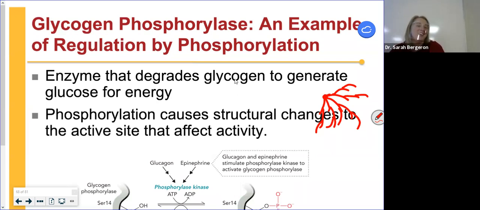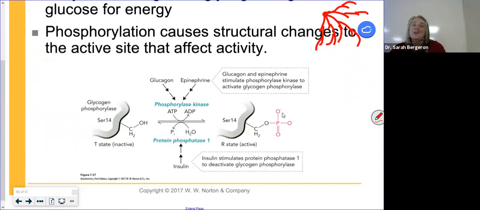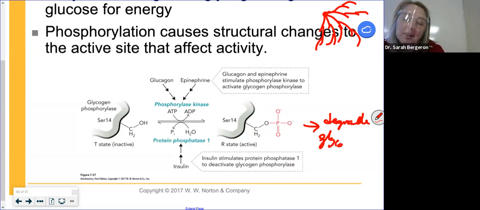That's glycogen. Okay. So depending on what happens in our bodies, right? If we have a surge of epinephrine, what's going to happen is that we're going to stimulate this kinase, this phosphorylase kinase. Well, what does a kinase do? A kinase phosphorylates. It phosphorylates glycogen phosphorylase, which degrades glycogen, right? So you go this way and you degrade glycogen. So we increase our blood sugar and we get away from the bear, right?